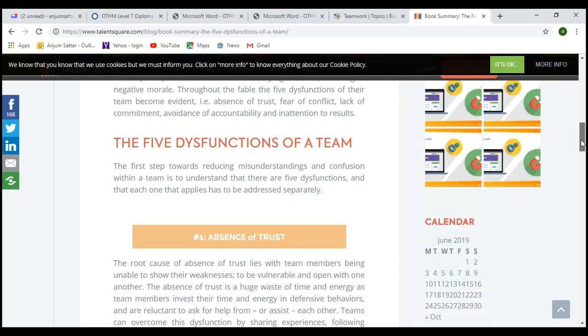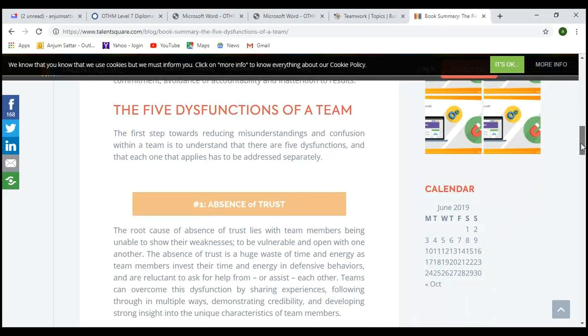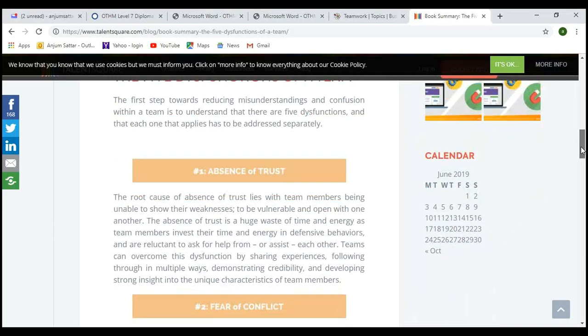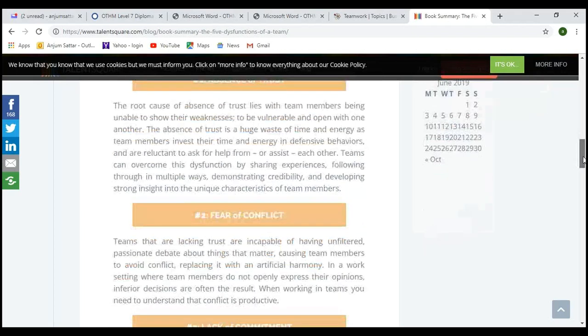Yes, so you will see there 5. The first step toward reducing misunderstanding and confusion within a team is to understand the absence of trust. So first we need to develop trust. Trust building is very, very crucial in a team. Second is the fear of conflict, so we will need to reduce it.